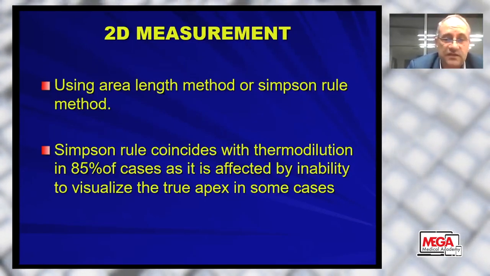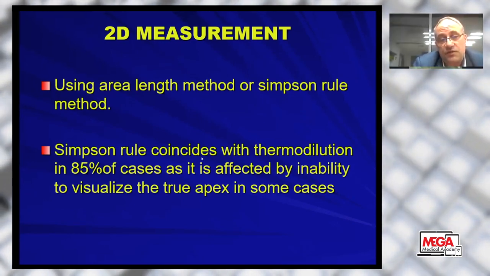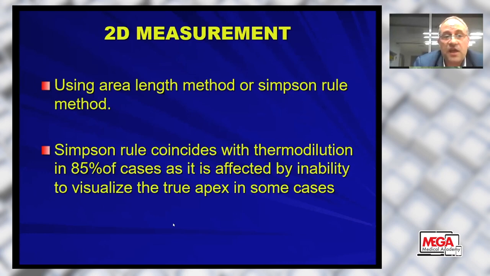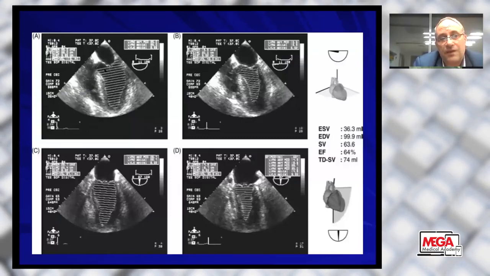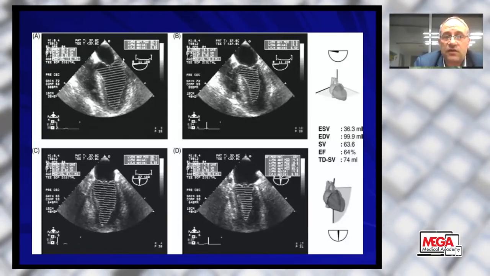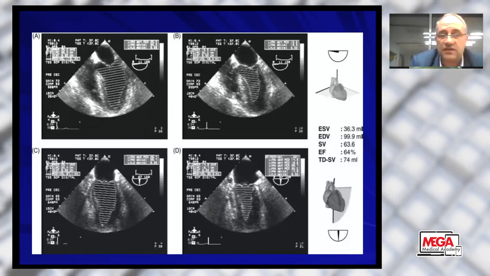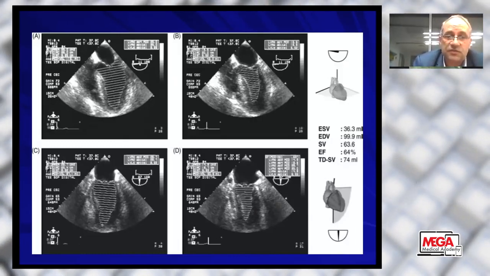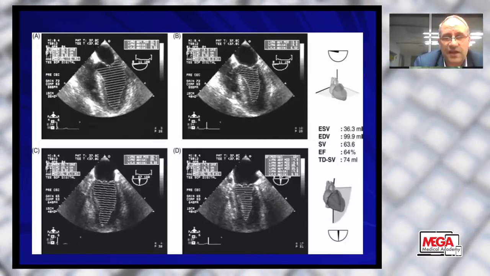The most commonly used method nowadays is the Simpson method. And the Simpson method for measurement of end diastolic volume and systolic volume coincides with thermodilution in 85% of cases. Simply, the Simpson method divides the heart into 20 cylinders by a software where I trace the endocardial border in two views, a 4-chamber view and a 2-chamber view, at end diastole and end systole. So I have an estimate of end diastolic volume and end systolic volume more accurate than measurement by the M mode, and not using a formula for the transformation of end diastolic diameter into end diastolic volume.